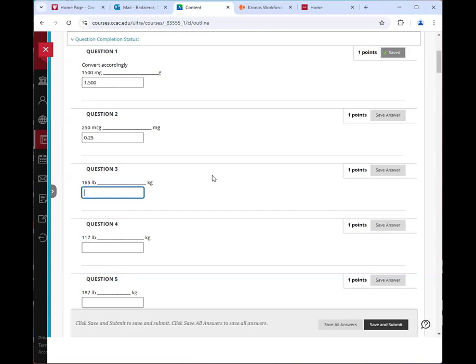All right, so we have 165 pounds. We're going to convert that to kilograms. I'm just going to take out my 10 key calculator, I'm just using the computer calculator. I'm going to take 165 and divide by 2.2, and I'm going to get a nice even 75. Now I'm going to put 75 kilograms.